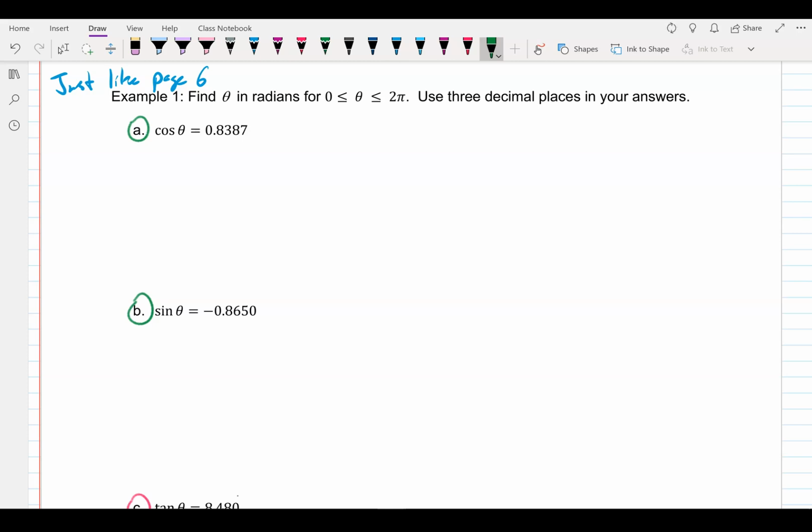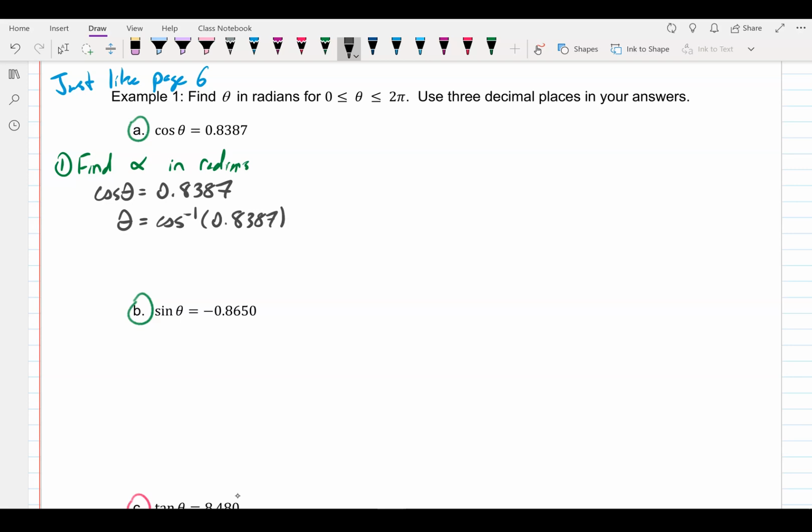In fact, we're actually going to be looking for 2 angles. And so the first thing we're going to do is find the reference angle. But in this case, we're going to look for it in radians. So we know that cosine of our angle is 0.8387. The angle here must be cos inverse of 0.8387, which means that our angle, again, you must be in radians, is 0.576. That is our reference angle.